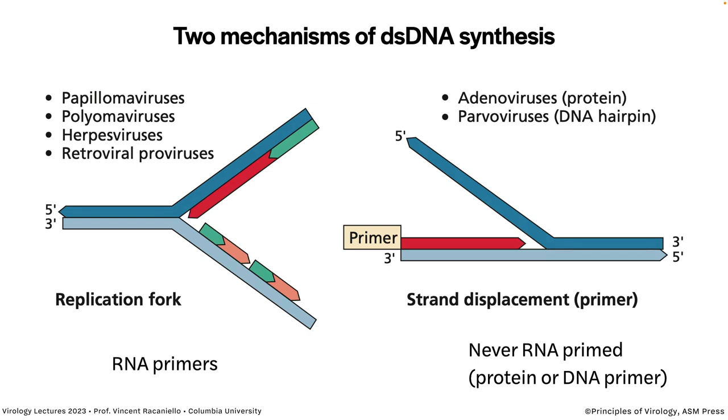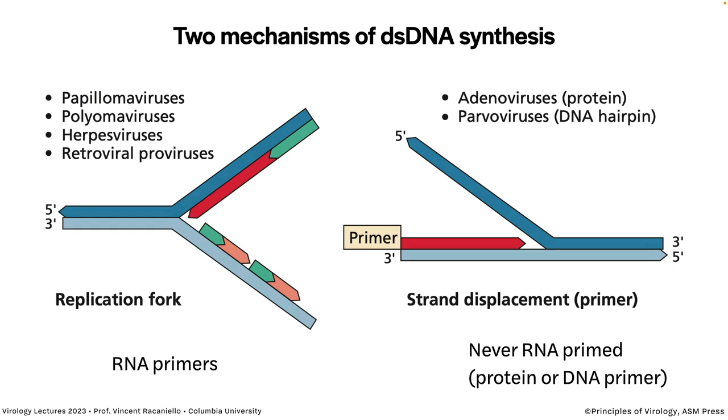So we see this with adenoviruses and parvoviruses. It is never RNA primed. And you know, I say never, but who knows, in a future version of this course that may change, but for now, never RNA primed. There is a primer, you need primers for these, and it is either a protein or a DNA hairpin. We'll look at that today.